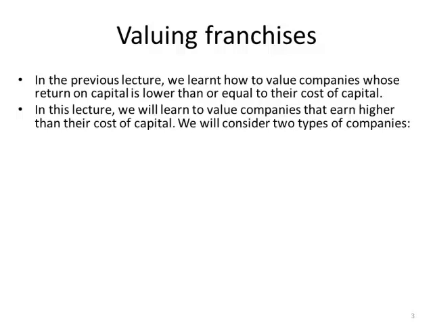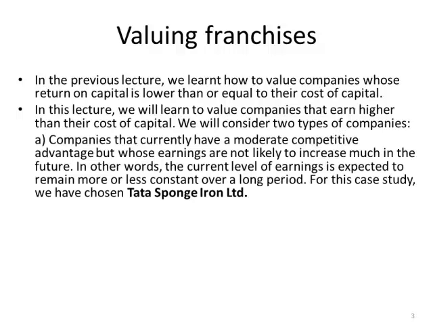And we'll consider companies that earn higher than their cost of capital. Okay, so when a company earns more than a cost of capital, we typically need to use a different valuation method. And we're going to consider two types of companies. So the first is companies that have a moderate competitive advantage, but whose earnings are not likely to increase much in the future. So in this case, we would think of the current earnings as expected to remain more or less constant over a long period of time.